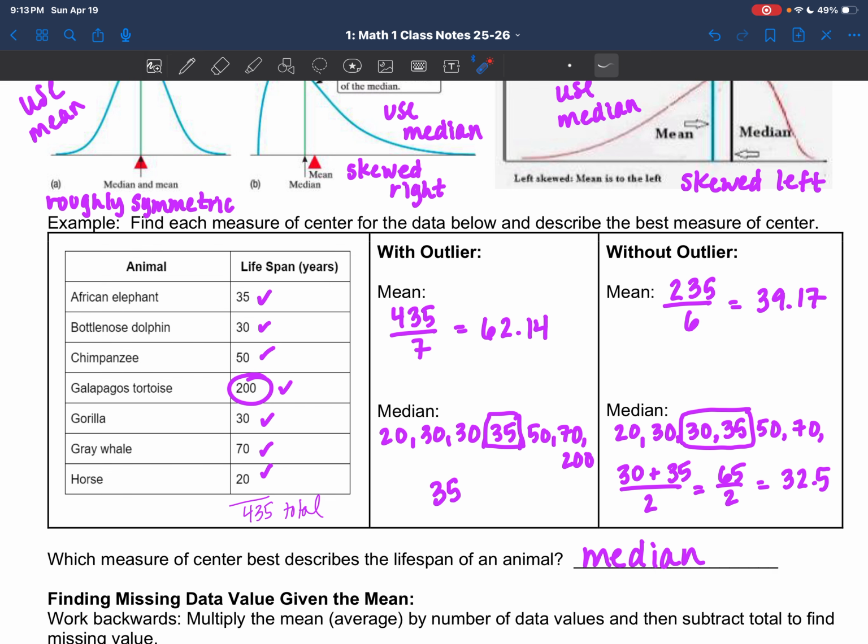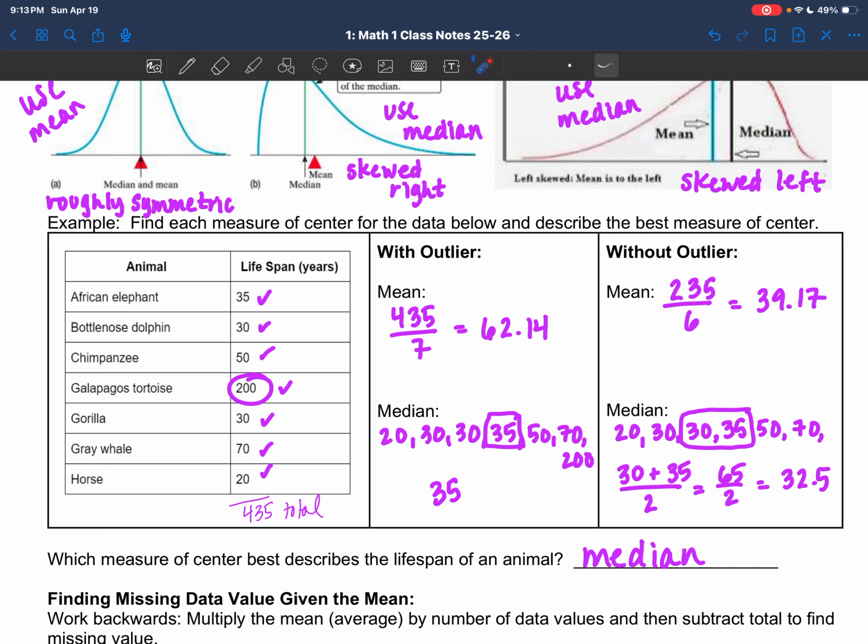And then for the median, this one shouldn't change too much, but we do need to make sure it's ordered. We did take out the 200 in this case. So we've got 30 and 35 in the middle, so we have to take the average of that, which would be 32.5. So in this case, again, notice the median is not affected as much as the mean.